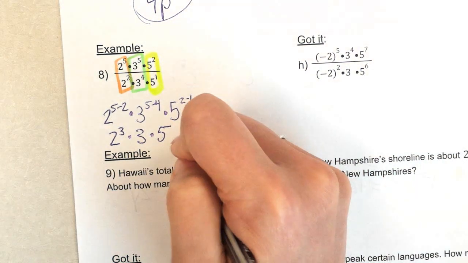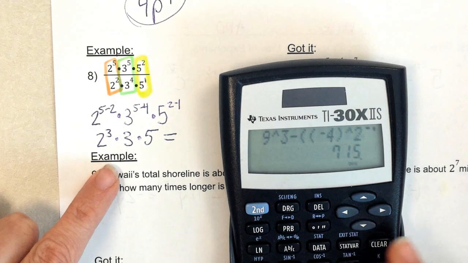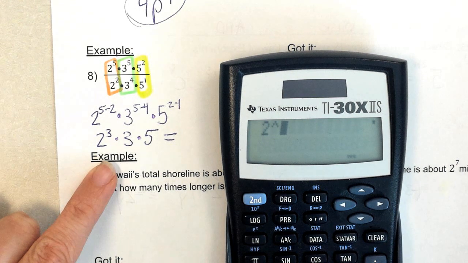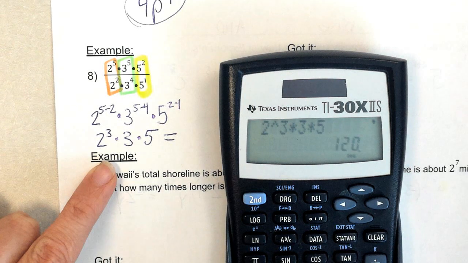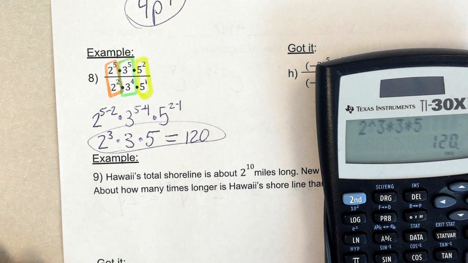And you can leave it this way, or if we want to take our calculator, you guys learned yesterday's lesson how to type this in. So 2 to the 3rd power times 3 times 5. You get 120. Okay?